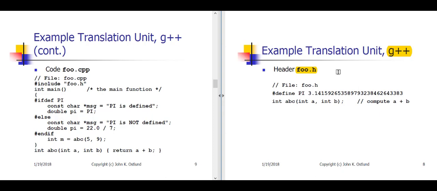Then over here on slide 9 we have a code file, foo.cpp, which has also a sequence of lines of code. Slides 10 and 11 show the translation unit that results when we compile this code file, foo.cpp, using the GNU C++ compiler. It would be handy here if I had 4 screens, but we're stuck with 2, so we're going to do the best we can.